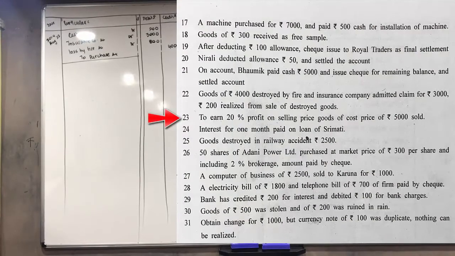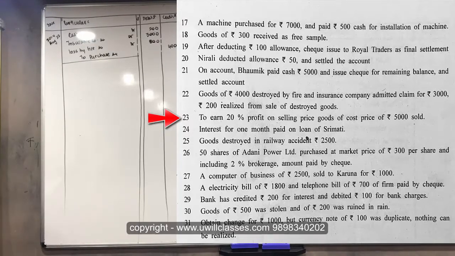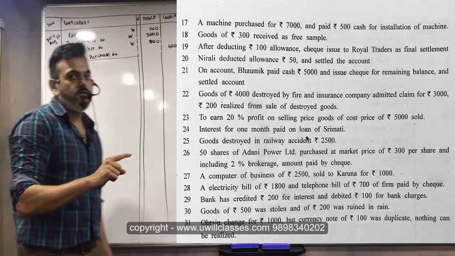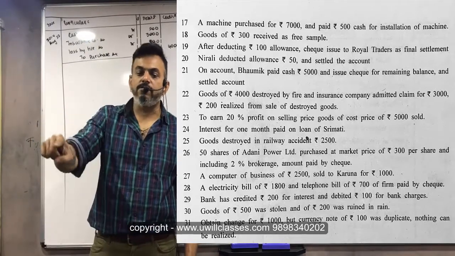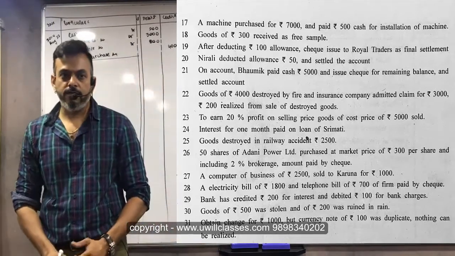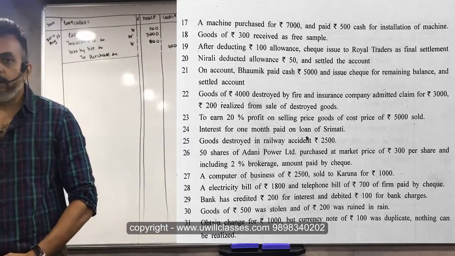Again, interesting one. To earn 20% profit on selling price. Goods of cost price of 5,000 sold. Now in this we have to find our selling price. Can you tell me the selling price? 5,000 का cost है. 20% profit is on selling price. So calculate and tell me what will be the selling price. Please do it on your own.